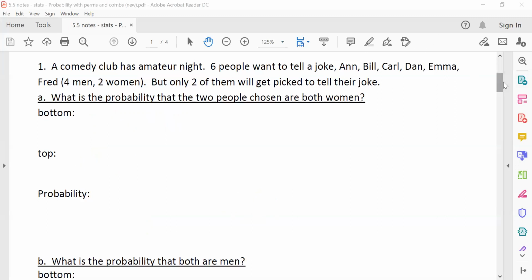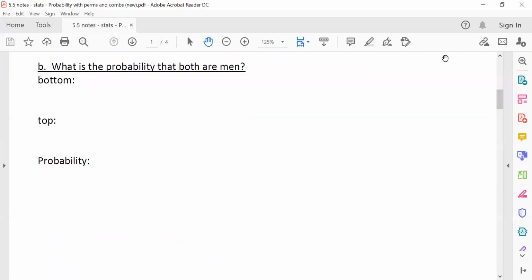What is the probability that both are going to be men? Well, that's going to be different. The bottom number is going to be the same, though, because we're running the same experiment of just picking a group of 2 from a larger group of 6. So this is going to be 6C2, which is still 15. So our denominator is the exact same. So again, the denominator just counts up the number of ways this experiment could turn out, whether it's a turnout you want or not.